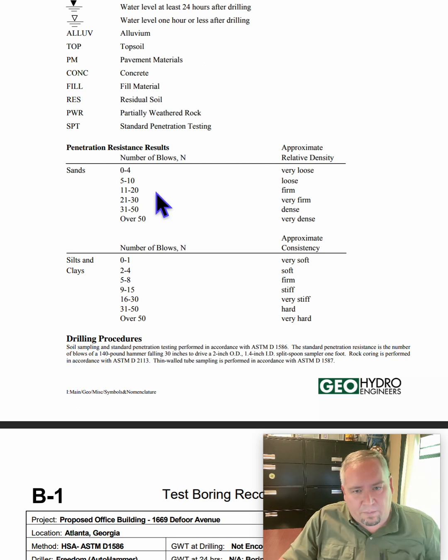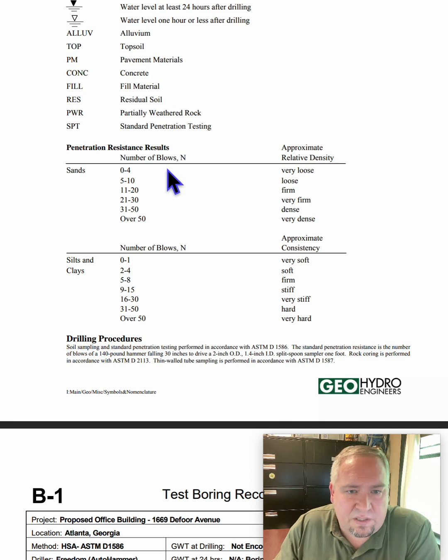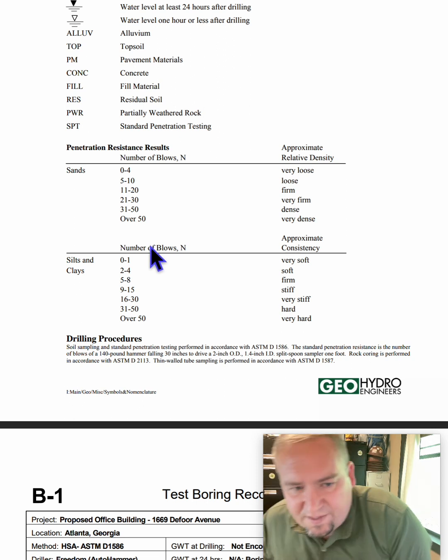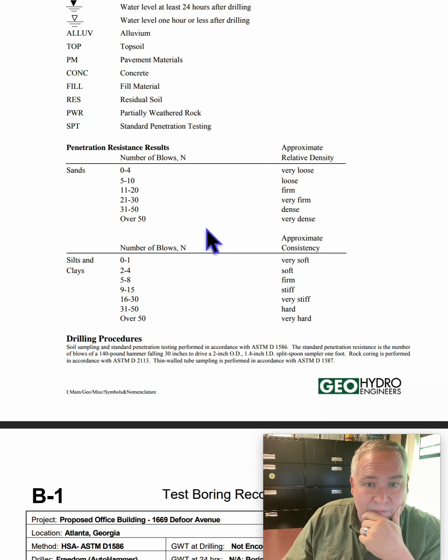So this is what I was talking about, the blow counts. So penetration resistance results, number in blows. This is kind of the N value there. So like I say, if they're trying to go for a foot distance down through there, very dense, you're hitting 50 blows. So that's 50 blows.